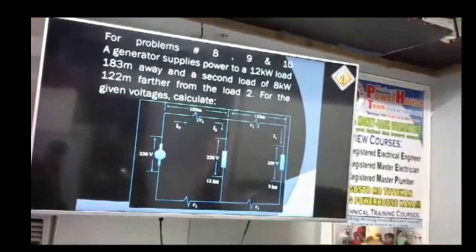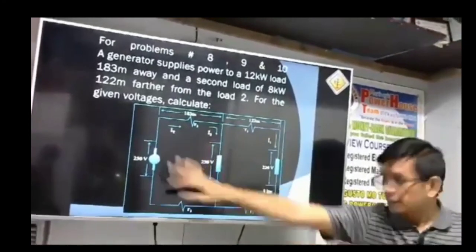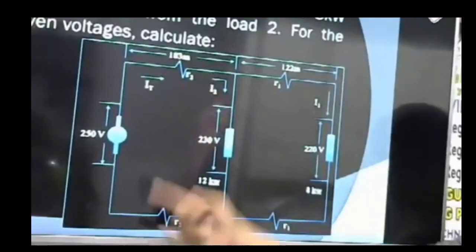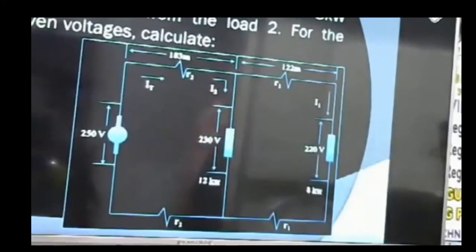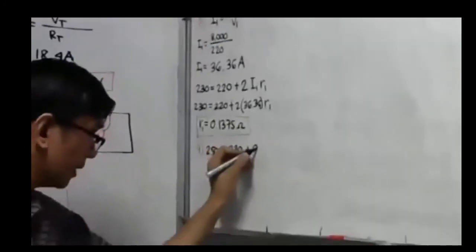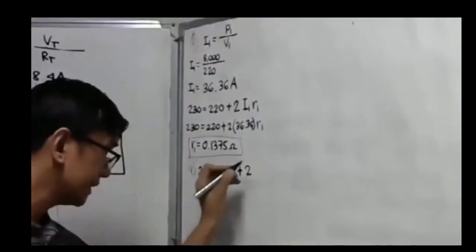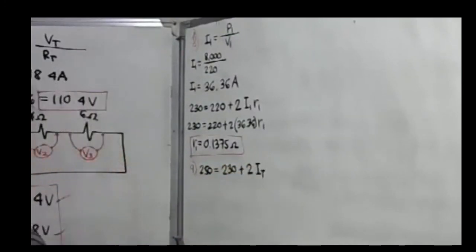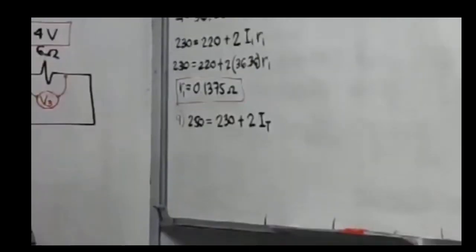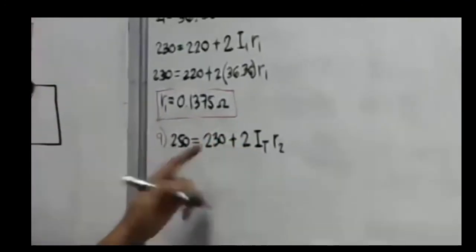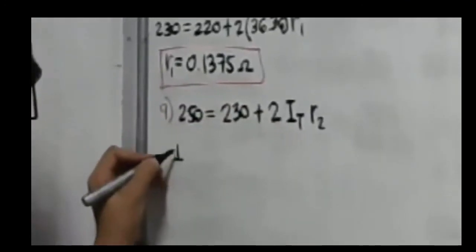How to set up this equation? Again, the 250 is simply equal to 230 plus the voltage drop here and the voltage drop here. So we have 250 equal to 230 plus twice I total, times what about the resistance of the feeder from generator to load 2? That is simply R2, the unknown. But first, we don't have the value for our I total. Let us get first our I total.